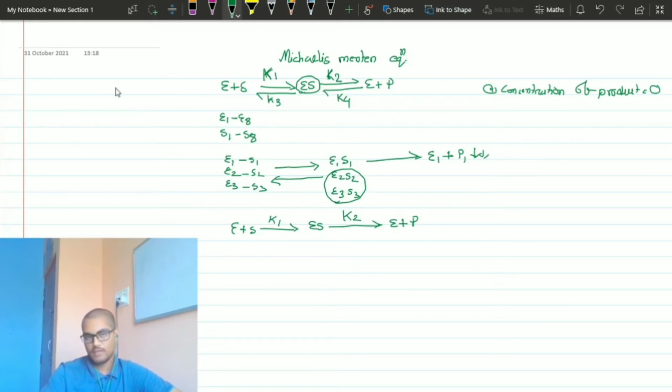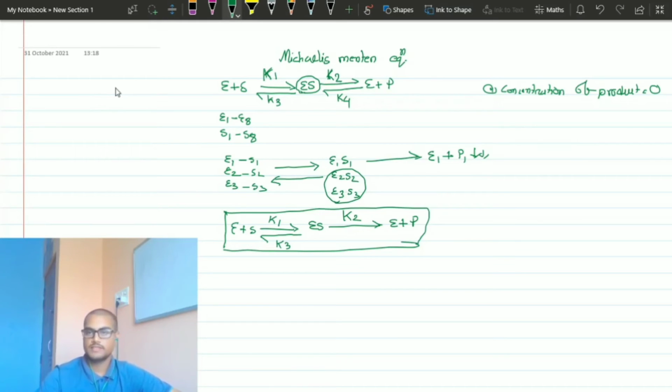Now, this enzyme substrate complex will further follow the backward reaction, and they will dissociate from each other and form the enzyme plus substrate. But as the concentration of product is very negligible, this enzyme plus product will not follow the backward reaction, and as they will not follow the backward reaction, we can erase this reaction, which is associated with the K4 rate constant. So this will be the updated reaction of the enzyme substrate complex.